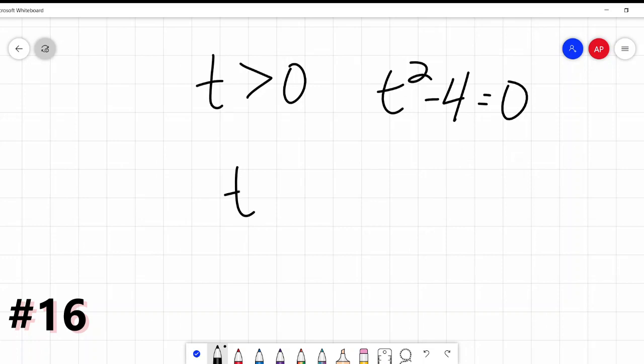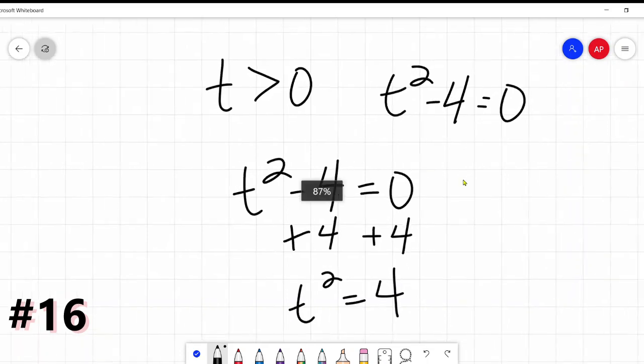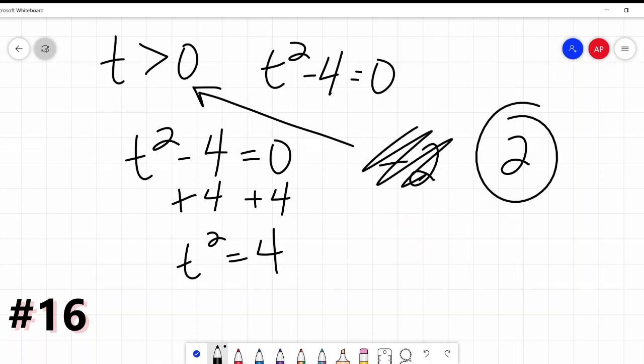Okay, t squared minus 4 equals 0. We would add 4 to both sides, and we get that t squared equals 4. To square something means to multiply it by itself. So what number times itself equals 4? Two numbers, -2 and 2. But we are told that t is greater than 0, so this one's out. Our answer is 2.